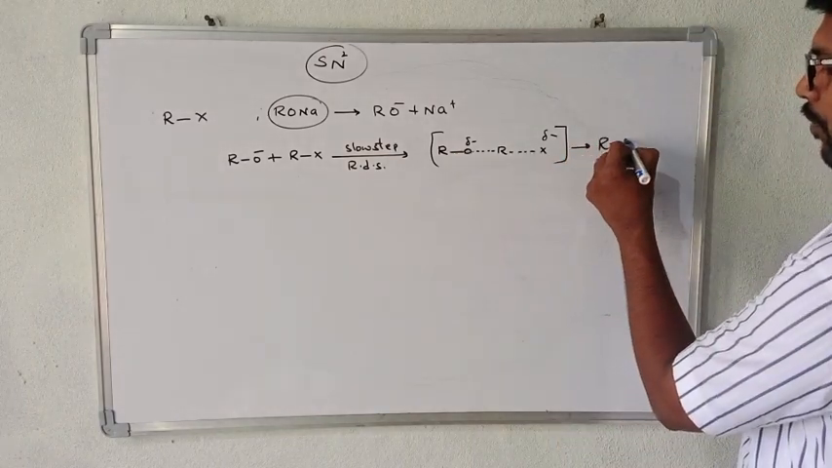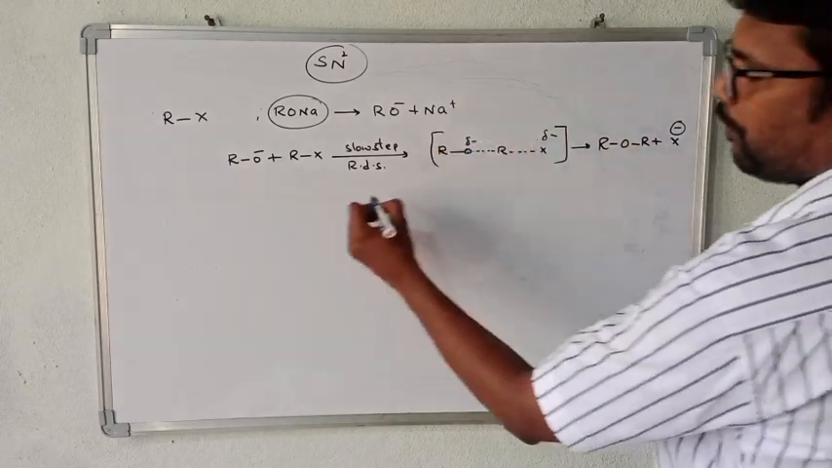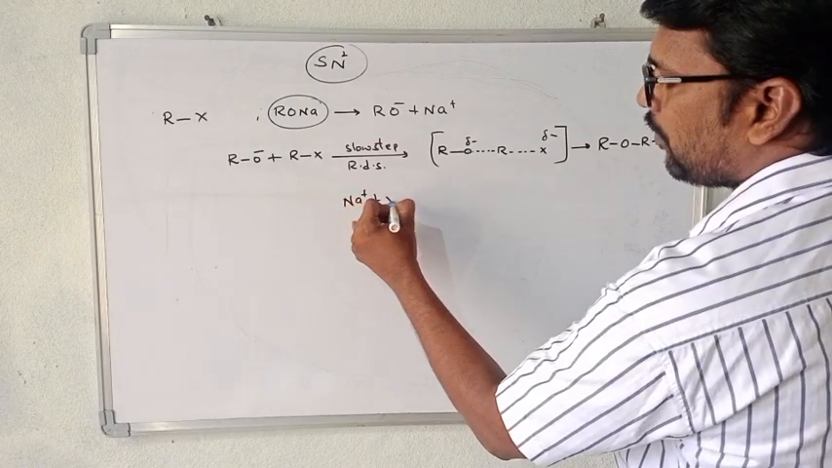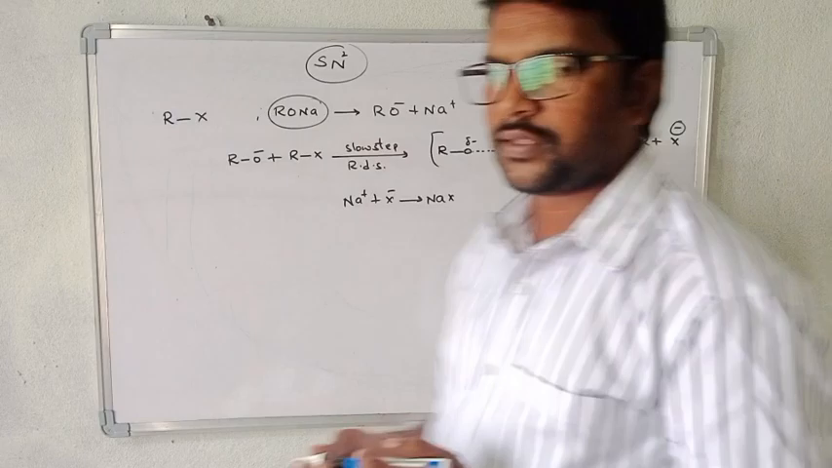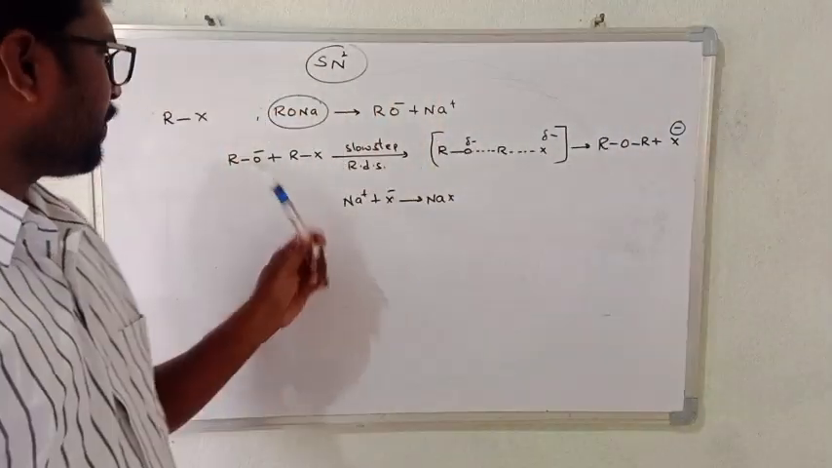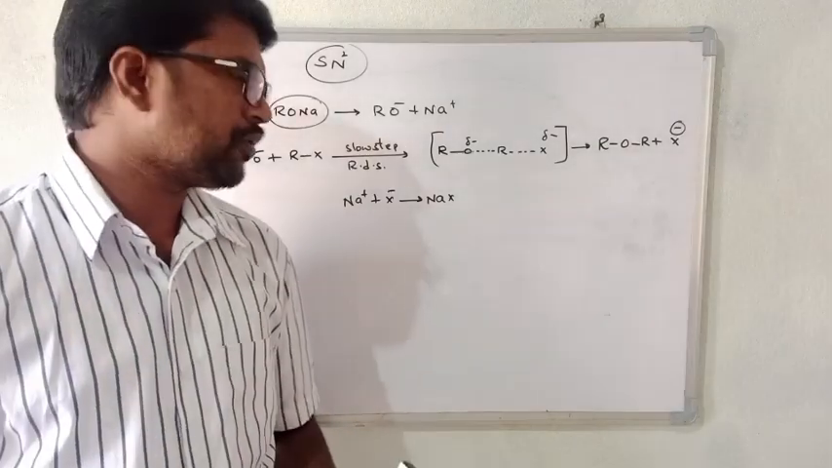So here the compound formed is ROR, and the X group is removed. This X group combines with Na plus and forms NaX. So this is the mechanism for Williamson synthesis. In this reaction, at the slow step, two molecules are involved. That's why it is a bimolecular nucleophilic substitution reaction.